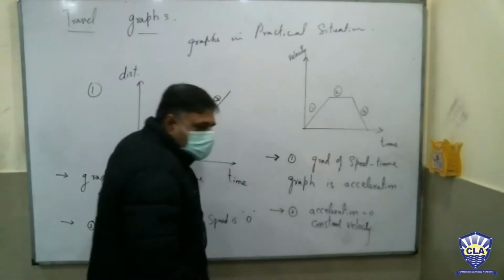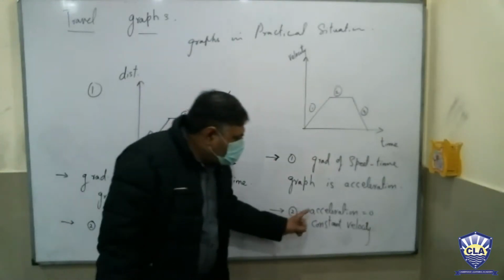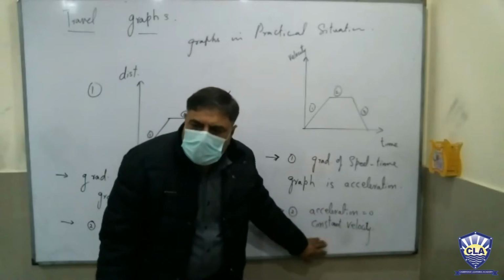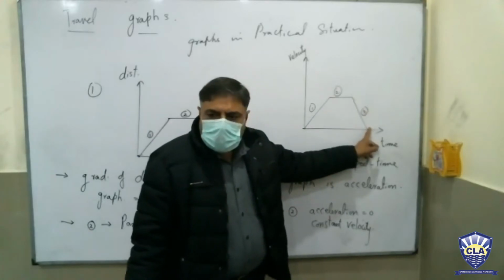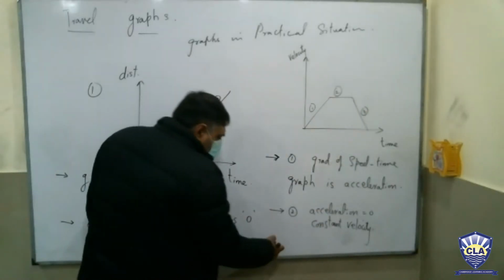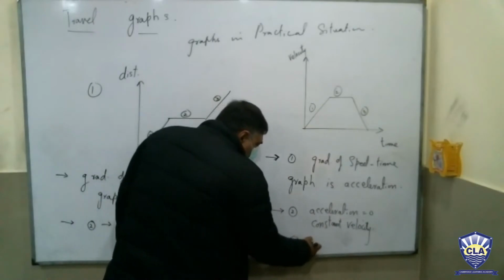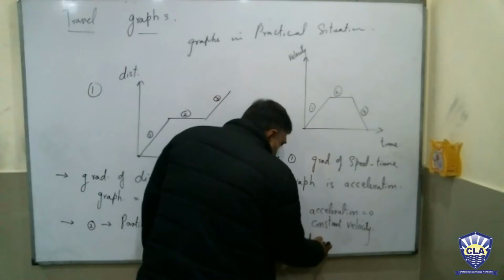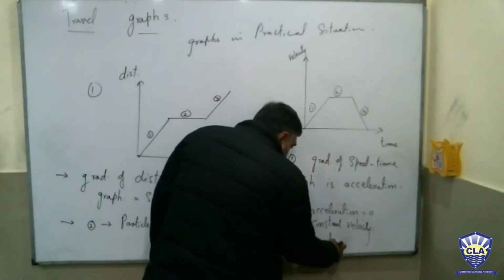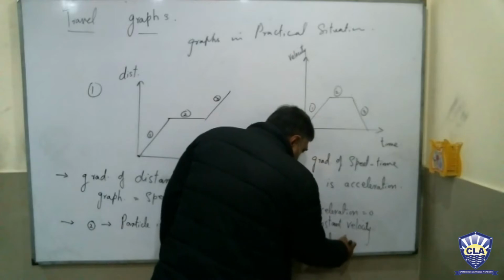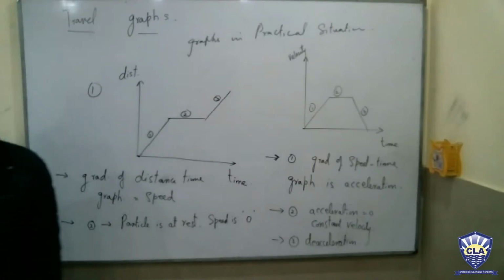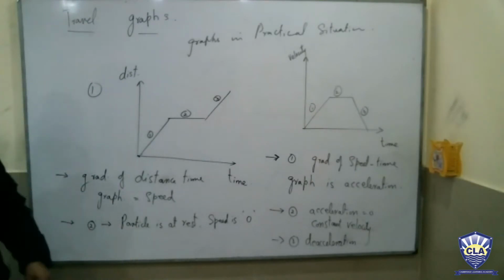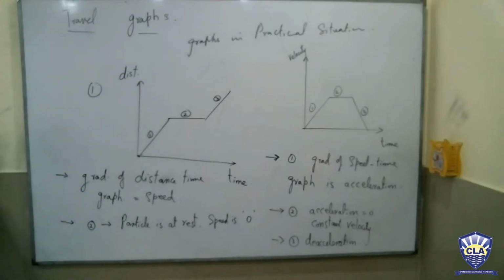Speed and velocity both are the same in mathematics. So acceleration is 0, constant velocity, constant speed. The particle is moving with constant speed. And situation number 3, deceleration. Sir, here we don't write uniform or deceleration like that. No, child. Deceleration. Copied. These are the notes of travel graphs, speed time graph and distance time graph.